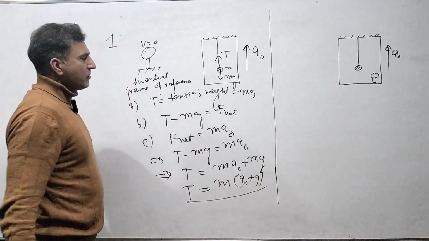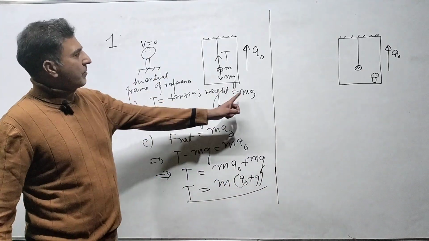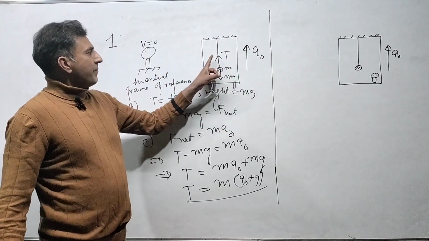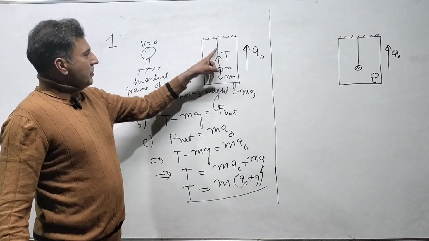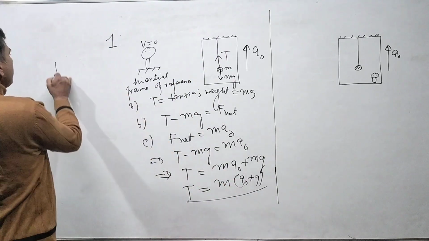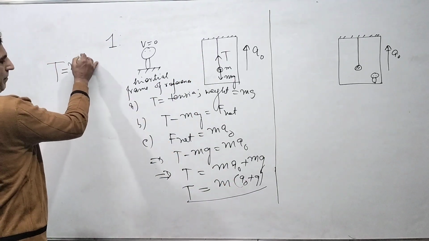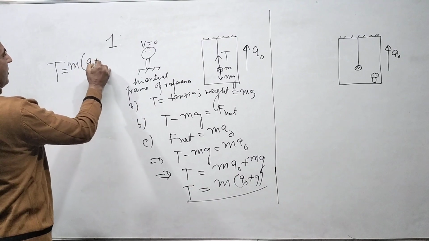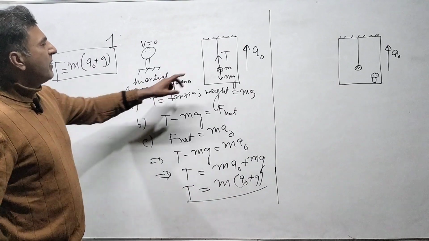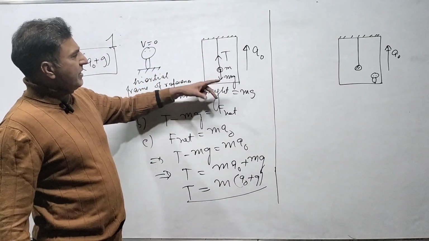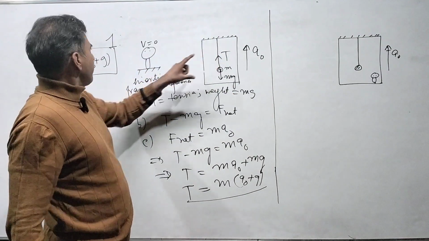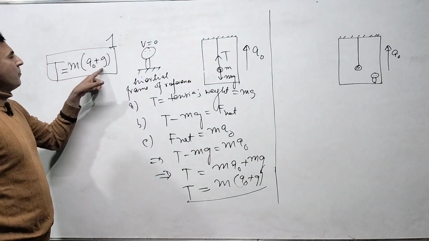This is the answer. So the tension produced in the string when the lift is accelerating upwards is m(a0 plus g). That is T is equal to m(a0 plus g). So tension will increase, obviously. If the lift is stationary, then tension is equal to mg. But the lift is accelerating upwards, so tension will increase, and tension is given by m(a0 plus g).